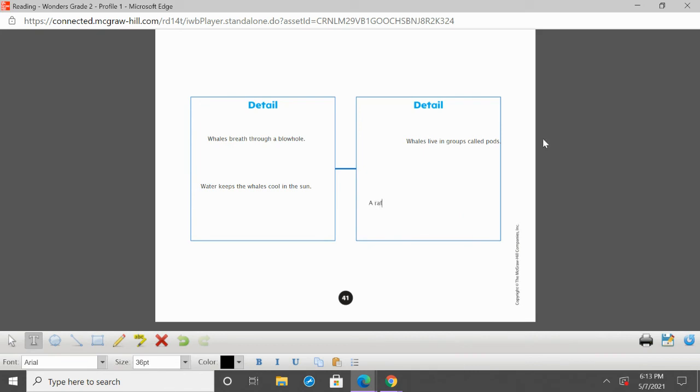A raft is used to take the whale back to deep water. That's a key detail. A raft is used to take the whale back to deep water. So go ahead and copy that down. If you had something like that, awesome job. If not, just go ahead and add that to your box. So go ahead and put it at the bottom or wherever you have room to add to your key detail.